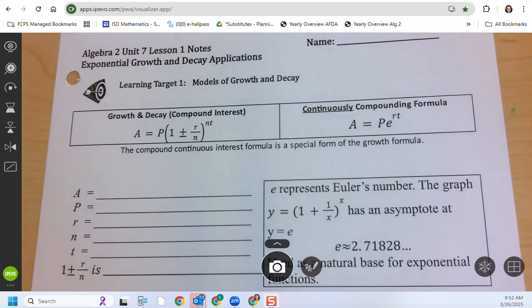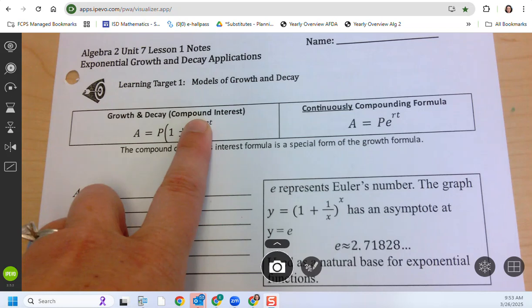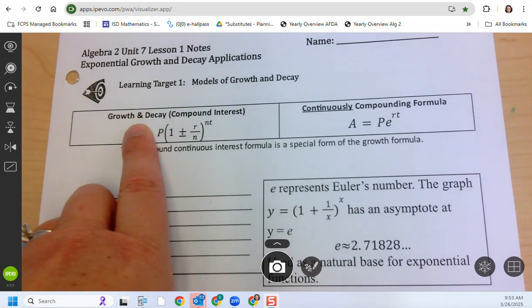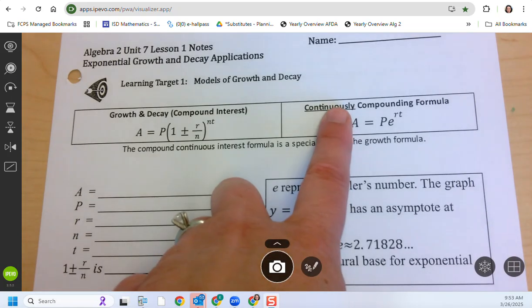Investing money is a great idea because if you just let your money sit in the bank, right, then you don't get any more money out of that. But if you invest it, your money is making money. It's a good idea. So we have a compound interest formula. We also use this formula to talk about other problems where things are growing exponentially or decaying exponentially. The same with this one, the continuously compounding formula.